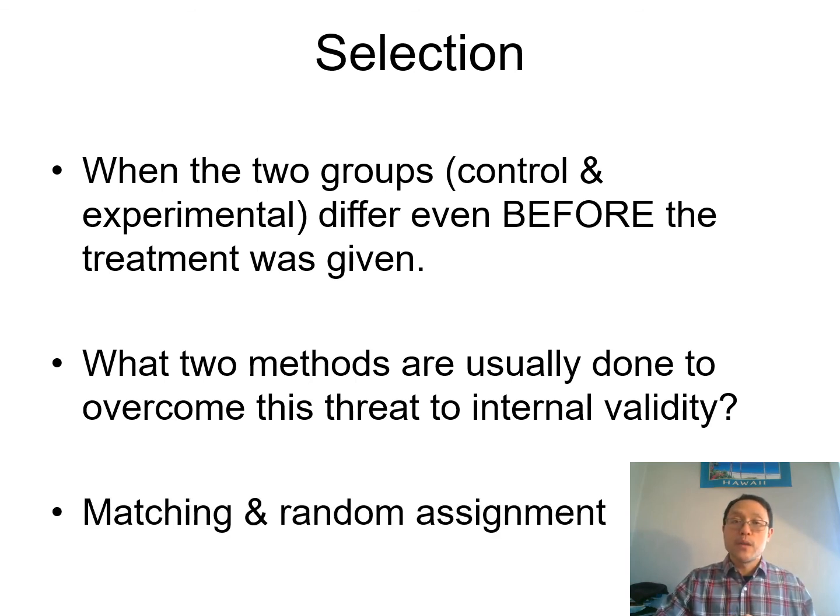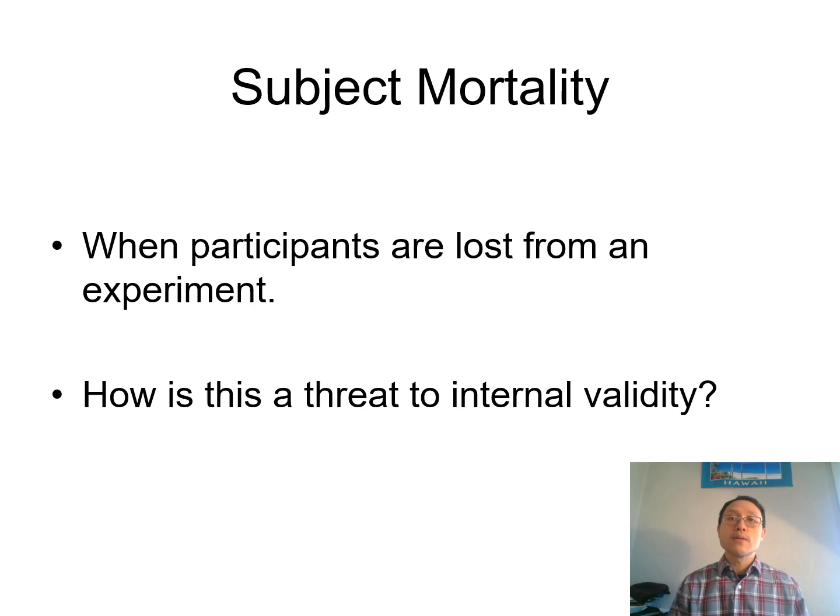Okay, so now let's talk about subject mortality. This is when participants are lost from the experiment. And you can see how this can be a major problem, not just to internal validity, but also to external validity. Because the more people you have in your study, the more generalizable your outcome is to the rest of the world, right? So you can see that this is not only a threat to internal validity, but also a threat to external validity as well.